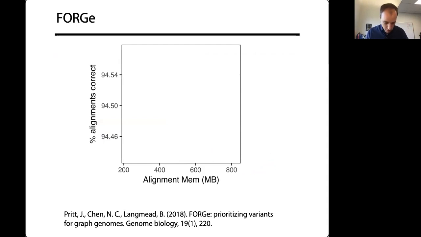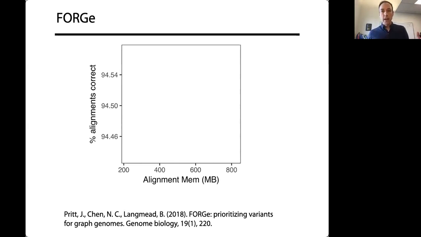So let me show a result from a paper from 2018 called Forge, where we looked at whether it would make sense to take genetic variants before putting them in the graph and prioritize them and only take some of them and put some of them in the graph, but not necessarily all of them. And so what I'll show here is a result from a simulation experiment.